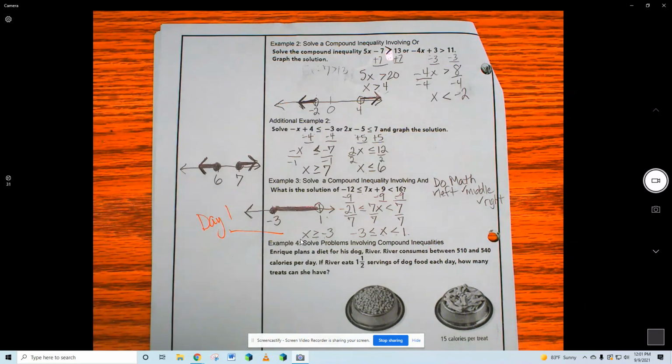So it's an and, they face each other. If it's or, they go in opposite directions.